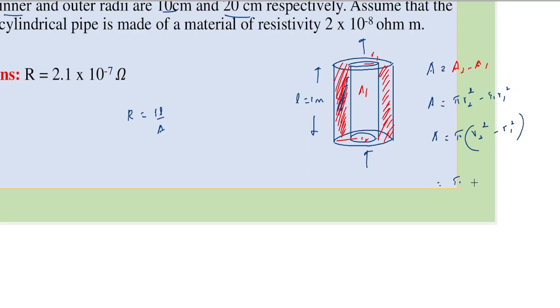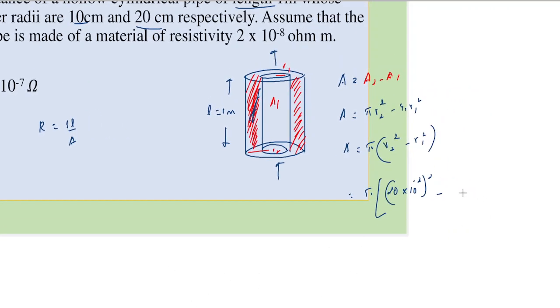That is equal to pi into R2, which would be the bigger radius, which is 20 centimeter. So 20 into 10 power minus 2, whole square, minus R1, the inner radius, which is 10 into 10 power minus 2 because it is given in terms of centimeter. This is equal to pi into 400 minus 100 into 10 power minus 4. Our area is equal to 300 pi into 10 power minus 4 meter square.